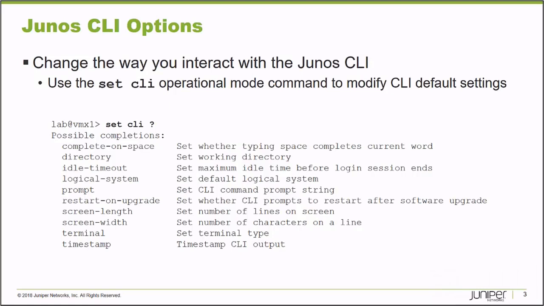So if I am connected to a platform doing a software upgrade, after that update is completed, my client refreshes so it can take advantage of the newest features and options available on this newly upgraded platform. I can set my screen length and width, change my terminal type, and even include a timestamp to the commands that I execute on a particular Junos platform. All these options have default values, but I'm able to modify them using the set CLI command. I'm going to connect to a Junos platform and we'll experiment with some of these options.